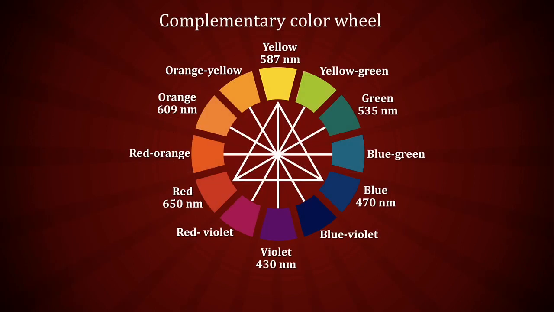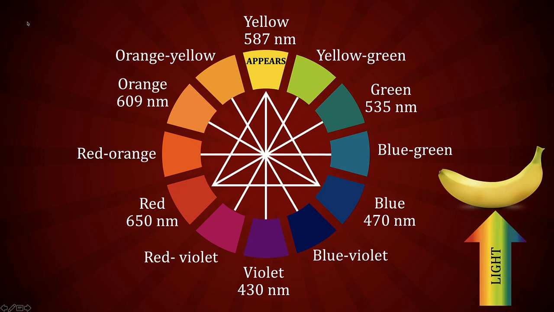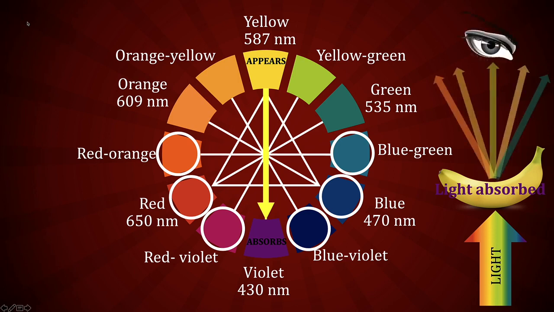The diagram on the screen is called a complementary color wheel, which is very useful in explaining the phenomenon of color. Consider an object like a banana, which of course appears yellow. The reason it appears yellow is because it absorbs the color that is complementary to yellow, that being violet, as well as other colors around violet to lesser and lesser degrees. Whatever is not absorbed is transmitted back to the observer's eye. So to the observer, the object appears mostly yellow, and to lesser and lesser degrees the other colors around yellow.